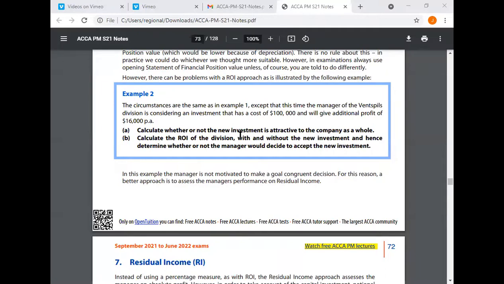Entire division, or rather entire company, from the perspective of what? From the perspective of the new investment. So from the perspective of the new investment, it is 16%, yes. I like that. Don't lose any mark there. These are low-hanging fruits.